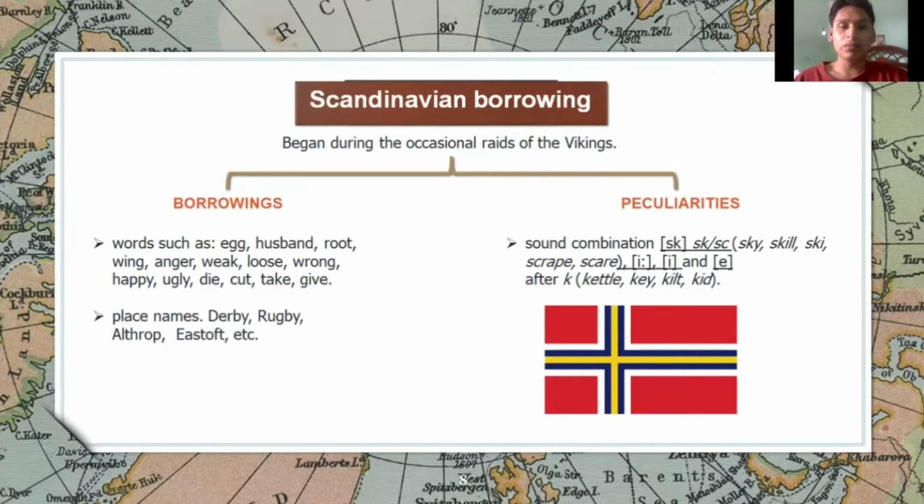Next, we have the Scandinavian borrowing, which began during the occasional raids of the Vikings. Some borrowings are words such as egg, husband, root, win, anger, weak, lose, and place names like Derby, Rugby, Althorp, Easthorpe, etc. Some peculiarities of the Scandinavian borrowing are some combinations in words that contain sk and est. Some examples are sky, skill, escape, scared. And e after k, like kettle, key, killed, and kid.